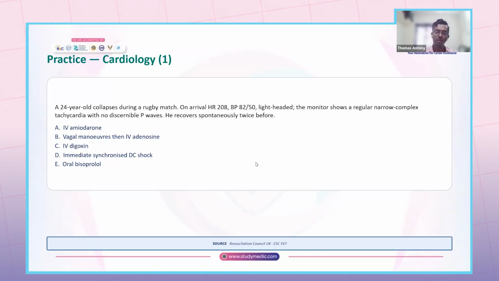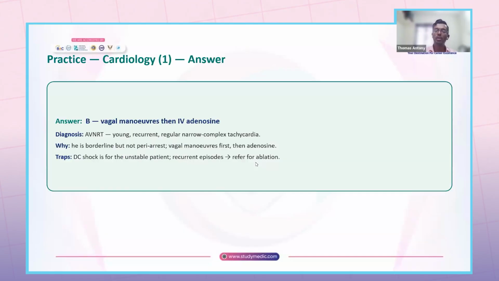So what is the patient having? This patient is having AV nodal reentrant tachycardia. This is the classical description which we have discussed before. You know that this is a supraventricular tachycardia because you have a narrow complex tachycardia along with absent P waves. In young patients, we have to think more in terms of AV nodal reentrant tachycardia. Why? Because he is borderline but not peri-arrest.